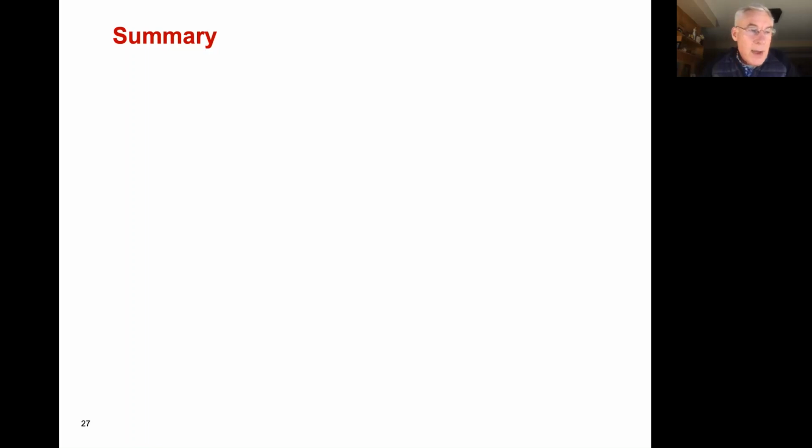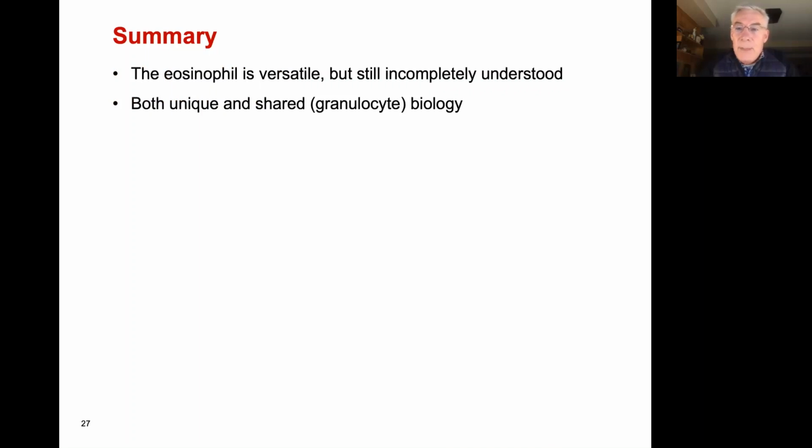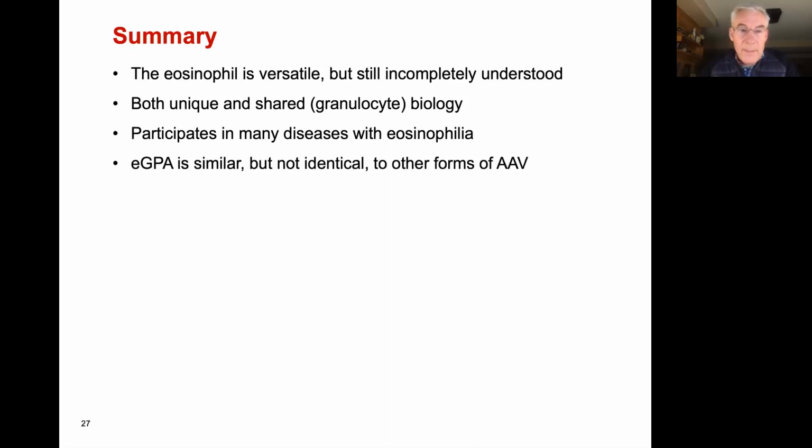So with benralizumab, you have an immediate killing. With the other antibody called mepolizumab, you have a starvation and a slow decline, but the same end result. So let me just summarize everything finally here for you. I believe that the eosinophil is a very interesting cell with a multitude of biological responses. It's a more complex and versatile cell than I think was initially realized. It both shares biological responses and patterns with other granulocytes, but it also has a number of unique features and purposes. And it does participate, at least in many diseases, with eosinophilia.